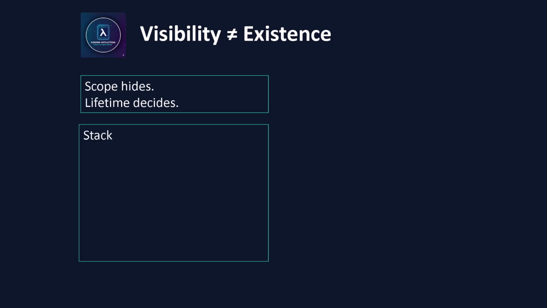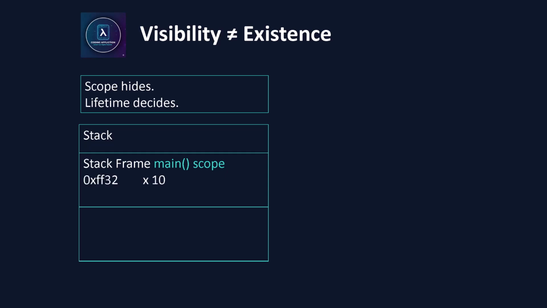Scope answers one question: who can see this? Lifetime answers a more dangerous one: does it still exist? A value can go out of scope and remain alive in memory. If you assume invisibility means destruction, you'll misunderstand references, callbacks, and shared state. Scope is a language rule. Lifetime is a memory rule.